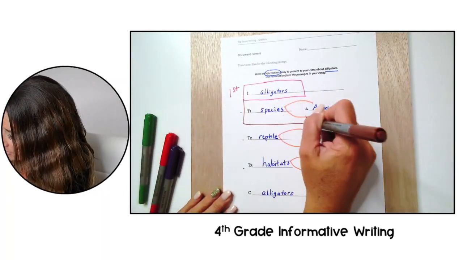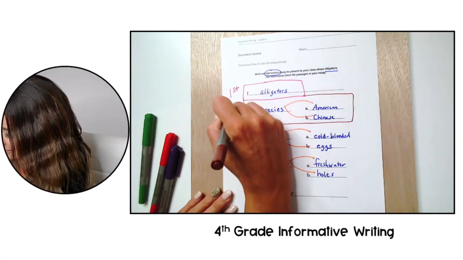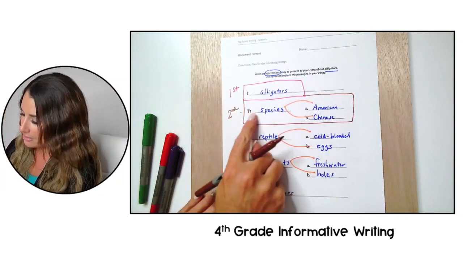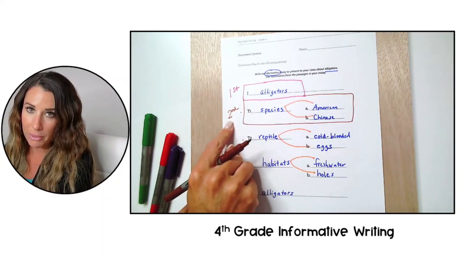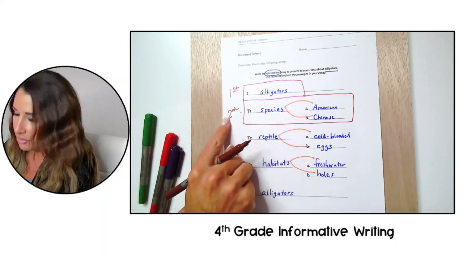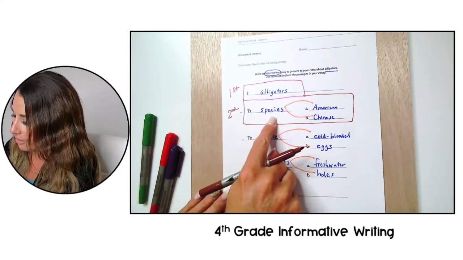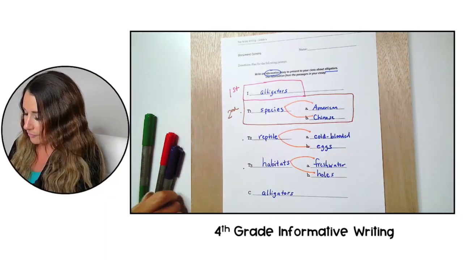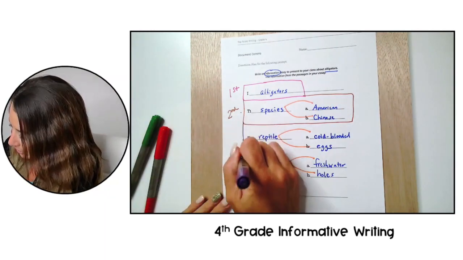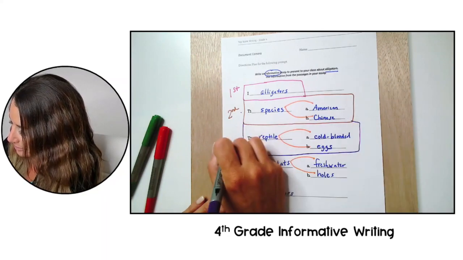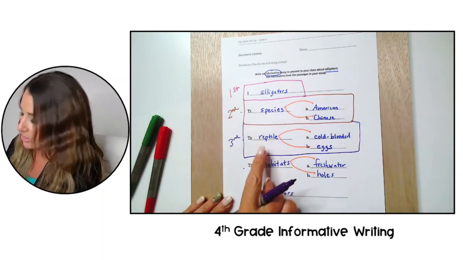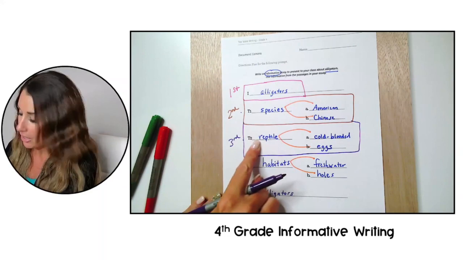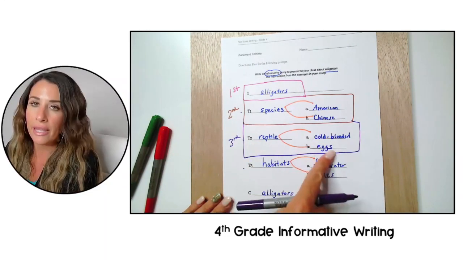All of this is my second paragraph. Even though it says T1, it's my second paragraph when I'm writing my essay. My second paragraph is going to be about the different species of alligators, and I'm going to talk about the American alligator and the Chinese alligator. My third paragraph is my T2. I'm going to talk about alligators being a type of reptile, and I'm going to talk about how they're cold-blooded and they lay eggs.